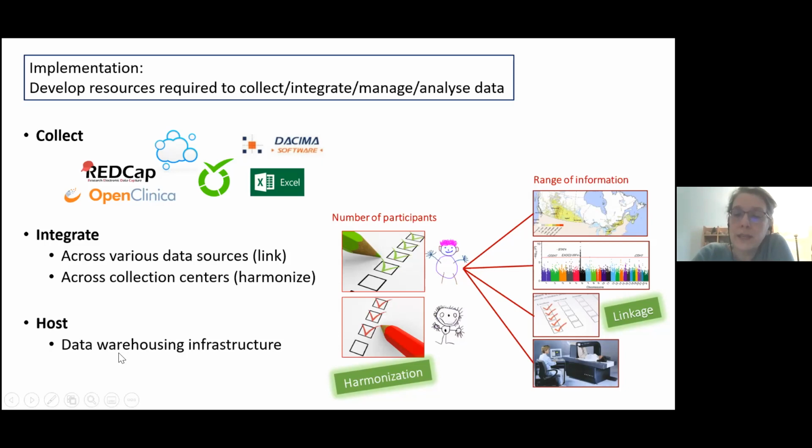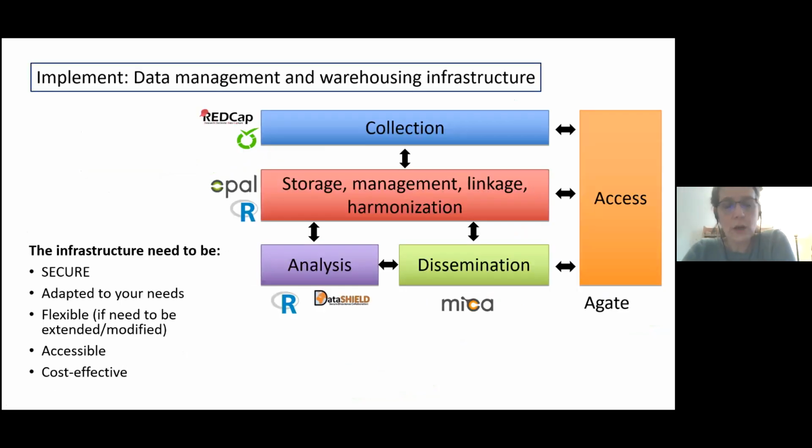And then the warehousing infrastructure. So let's start with the collection. The first thing, all the studies have the same structure. Sometimes it's just an Excel file and everything is solved with an Excel file, but you always need to have a way to collect your information, a different or the same software to store, manage, host, link, harmonize, and organize your data set, and another or the same software to support analysis.